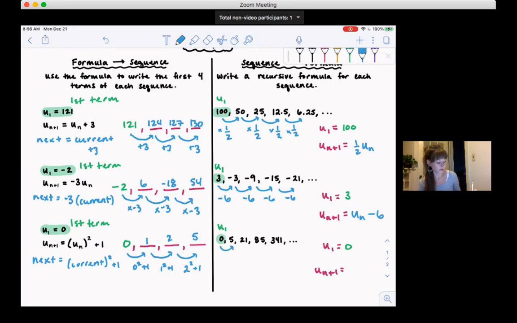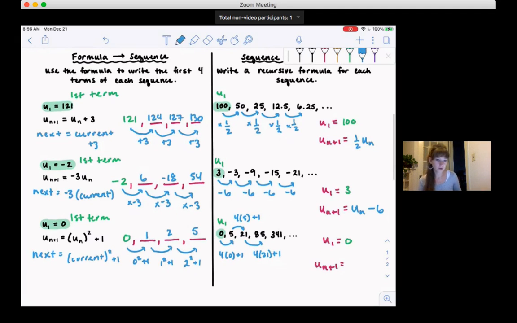So 0 to 5, I could maybe do times 4 and then add 1. And then 5 to 21, that's also times 4. 4 times 5 is 20 plus 1. 21 to 85, so 4 times 21 would be 84. Add 1 to get to 85. So we're always multiplying by 4 and then adding 1.